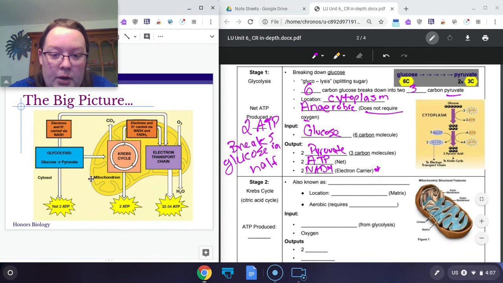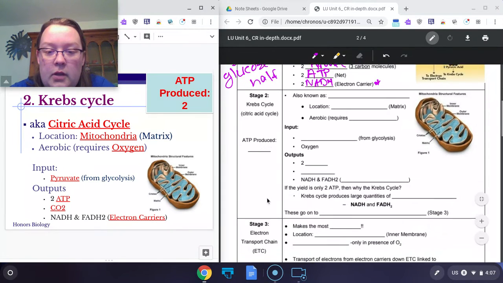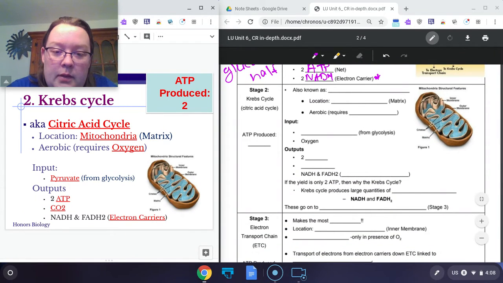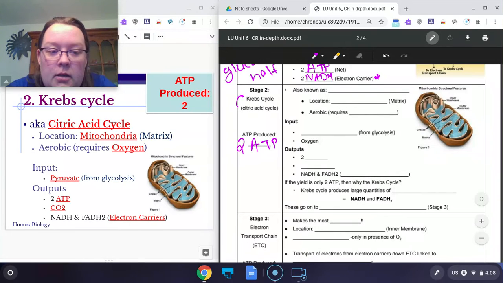So this was part 1. Moving on to part 2. Part 2 is called the Krebs cycle. It's also called the citric acid cycle. This process is going to make 2 ATP. So Krebs cycle, also known as the citric acid cycle.